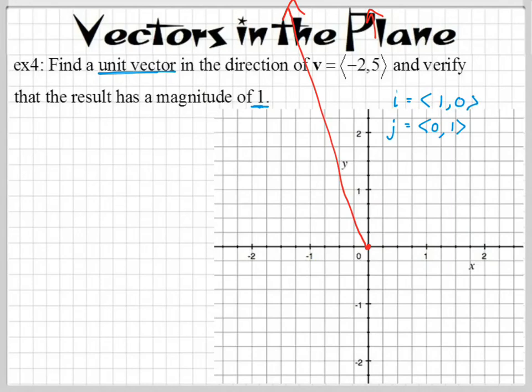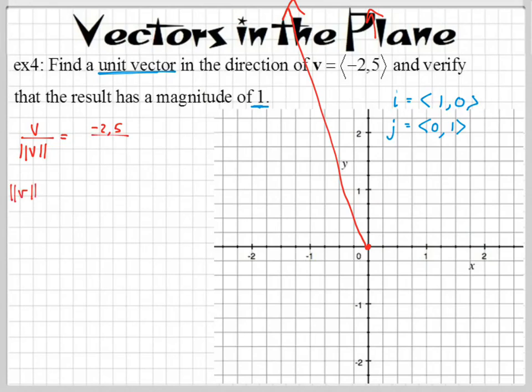I need it to be a unit. In order for it to be a unit vector, this is what you do. You take the vector, and then you divide it by its magnitude. Actually makes sense when you think about it. To find the unit vector. So here, check this out. The vector is -2, 5, right? -2, 5. And then what's the magnitude of this dude? Let's see.